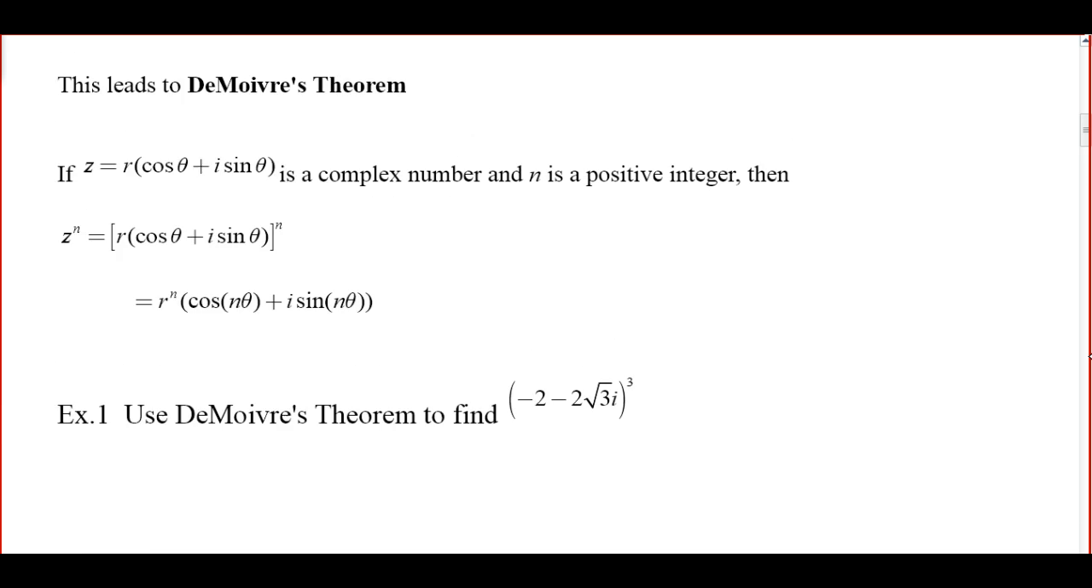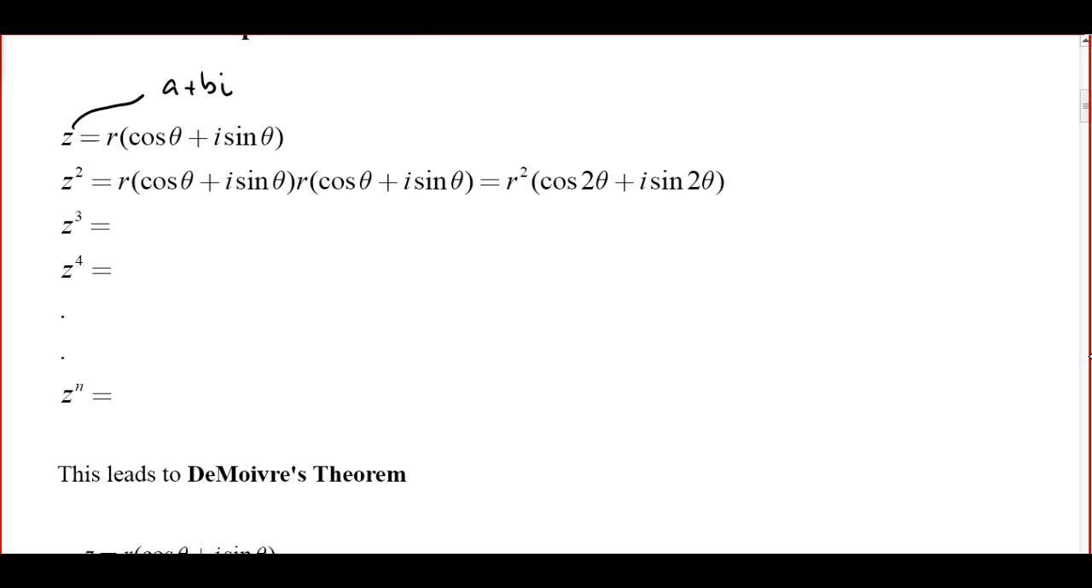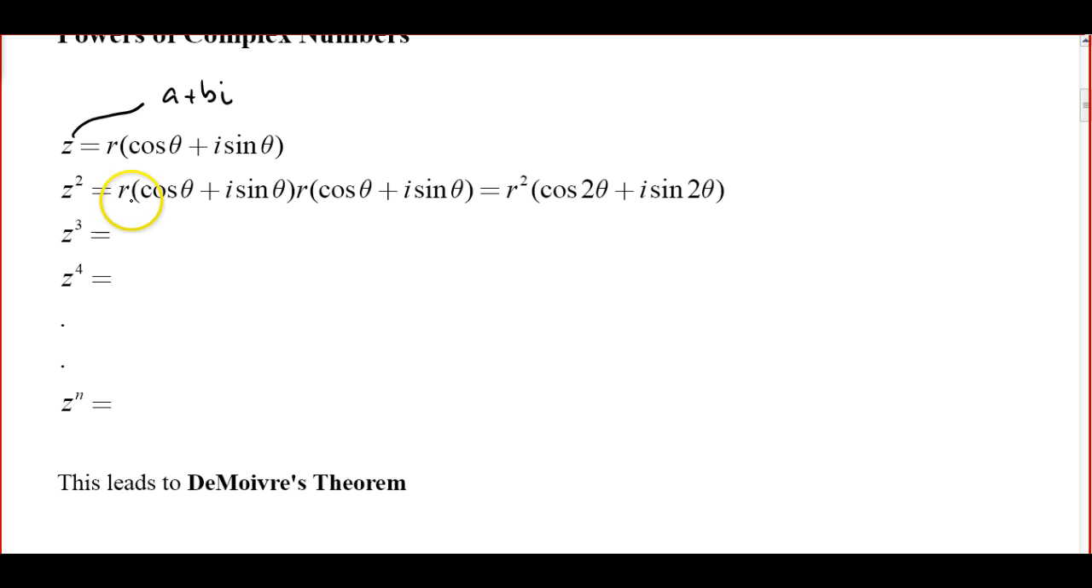And then we've got z to the second. It's going to be r cosine theta plus i sine theta times r cosine theta plus i sine theta. And what this ends up simplifying to is r squared times cosine 2 theta plus i sine 2 theta, and I'll show you how that works in a second. We've got the r times the r. That gives us the r squared. And then we have these two quantities that we have to FOIL out.